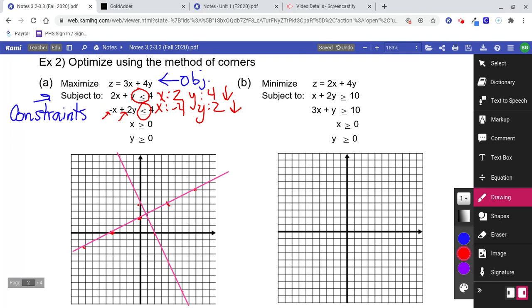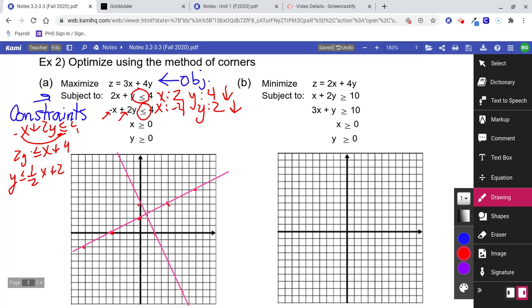If you're confused, if there's a lot of negatives, you might be better off to put that in slope-intercept form. By that, I mean I could do negative x plus 2y is less than or equal to 4. I could add the x over, so 2y is less than or equal to x plus 4. Divide by 2, you're going to get y is less than or equal to 1/2 x plus 2. So you could always put it in slope-intercept form and graph it that way. Sometimes people get less confused by doing it that way, but I think it's more work, so I don't really want to do it that way.